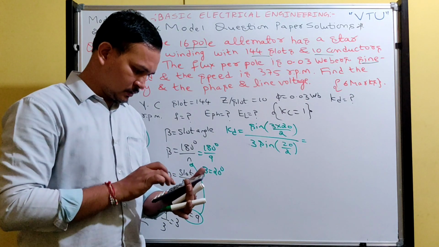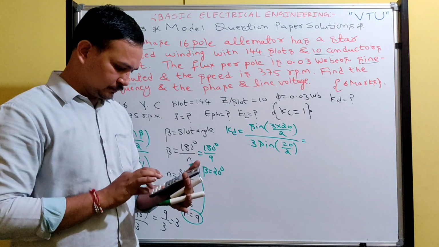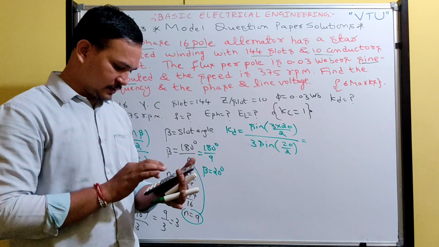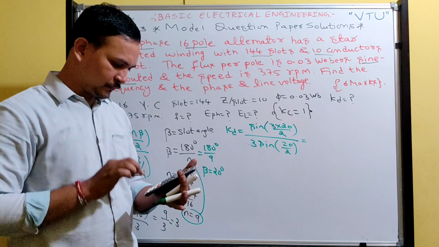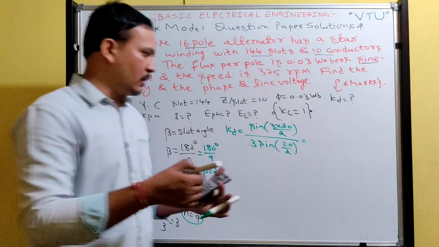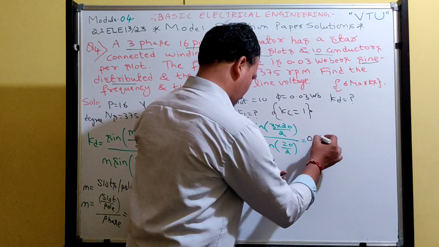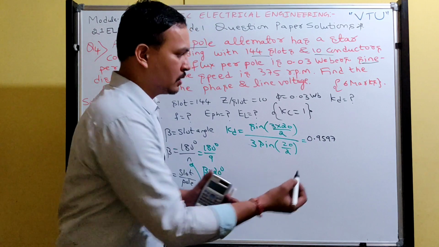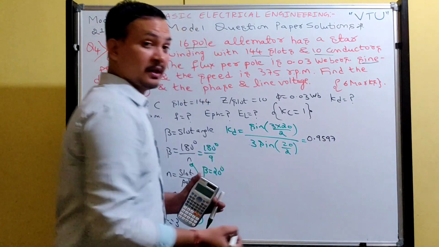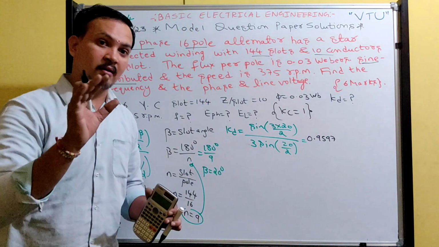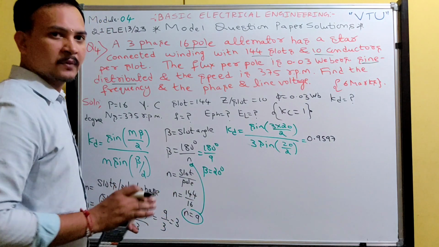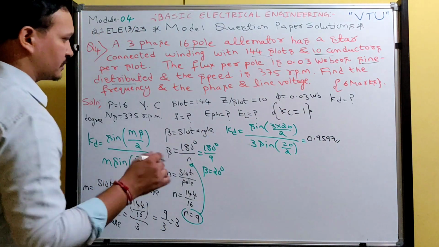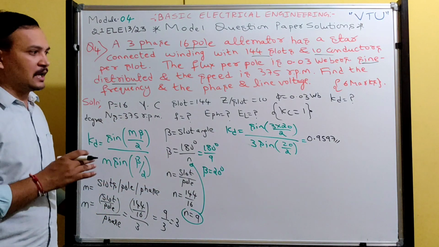Sine M beta by 2 divided by M sine beta by 2. So we got the answer 0.9597. Write the KD value after the decimal up to 4 digits, so it gives an accurate result. That's why. Okay. Got it? That is the KD value. That is the only thing we are going to calculate in detail.